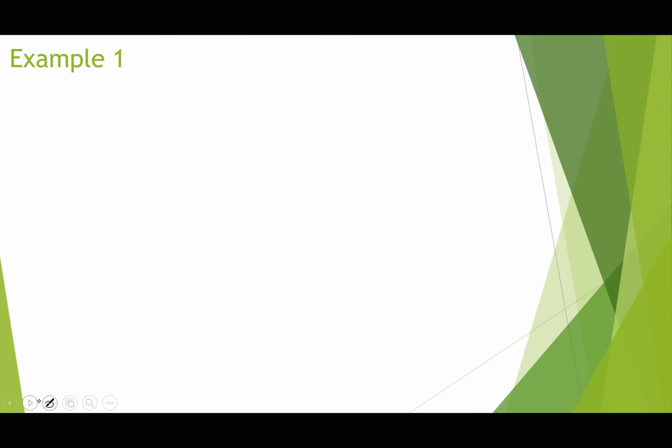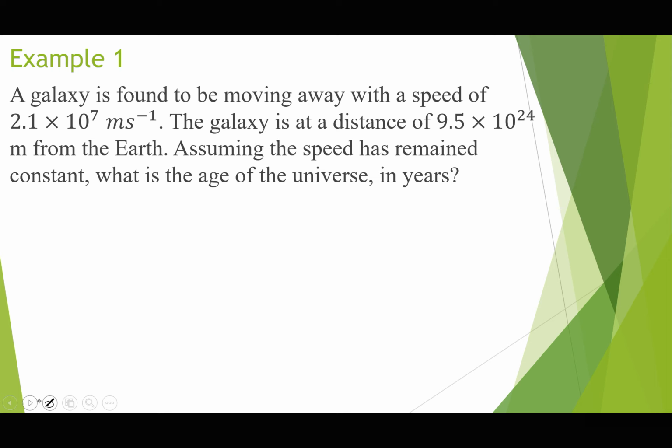Example number 1. These are just further examples. A galaxy is found to be moving away, so its light is redshifted, with a speed of 2.1 times 10 to the power of 7 meters per second. That is the recessional speed. The galaxy is at a distance of 9.5 times 10 to the power of 24 meters from the Earth. Assume that the speed has remained constant. What is the age of the universe?